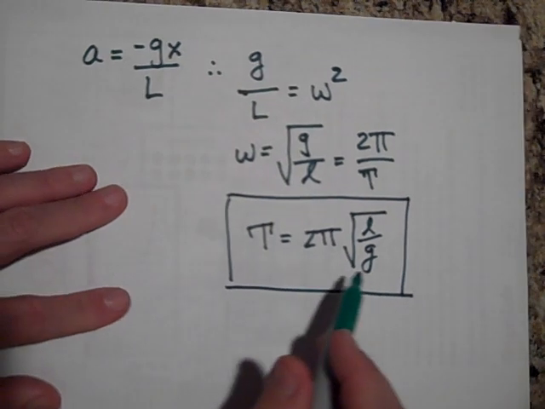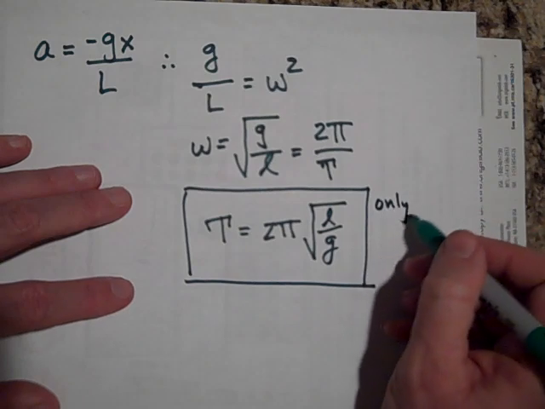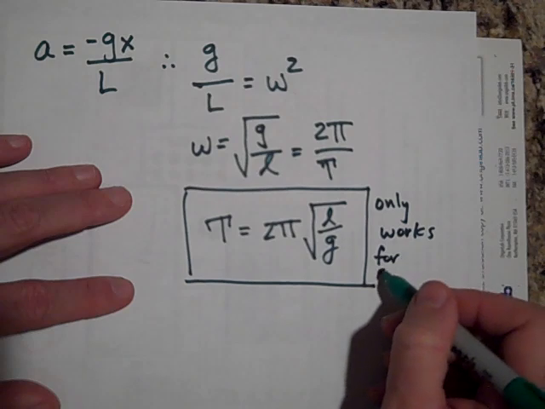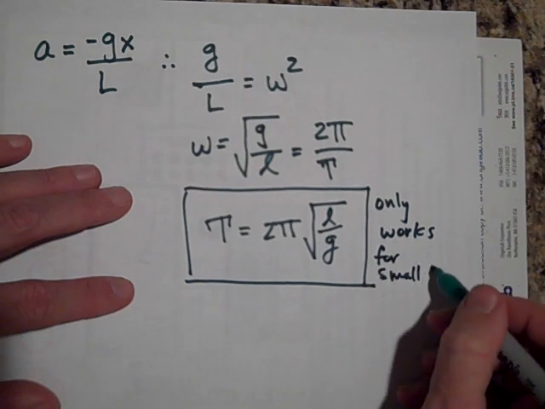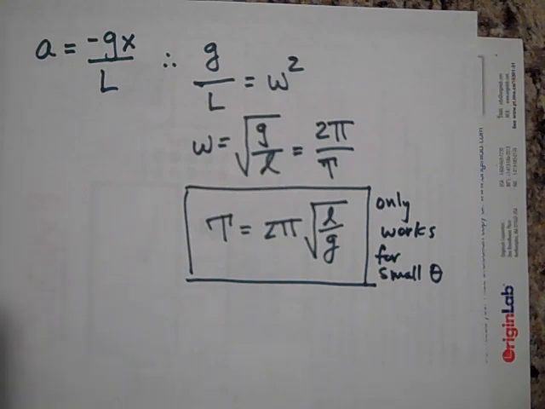I know this is an approximation. This only works for small thetas. In fact, the smaller theta is, the better it will be.